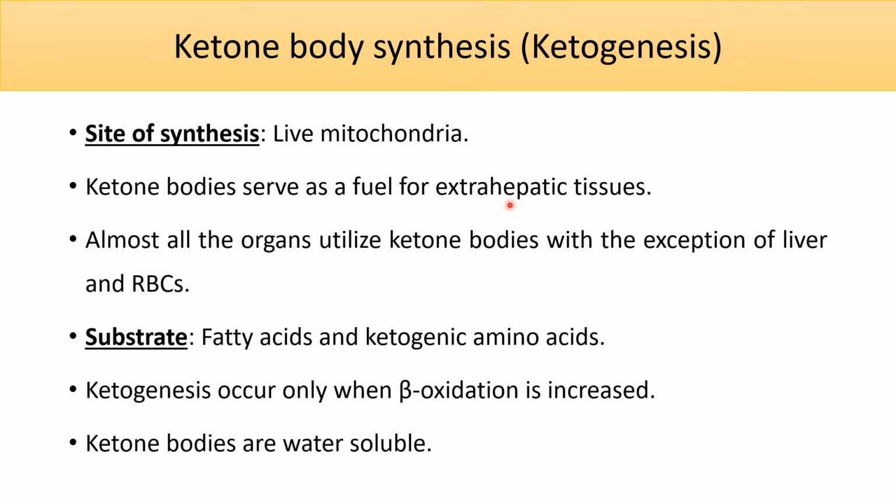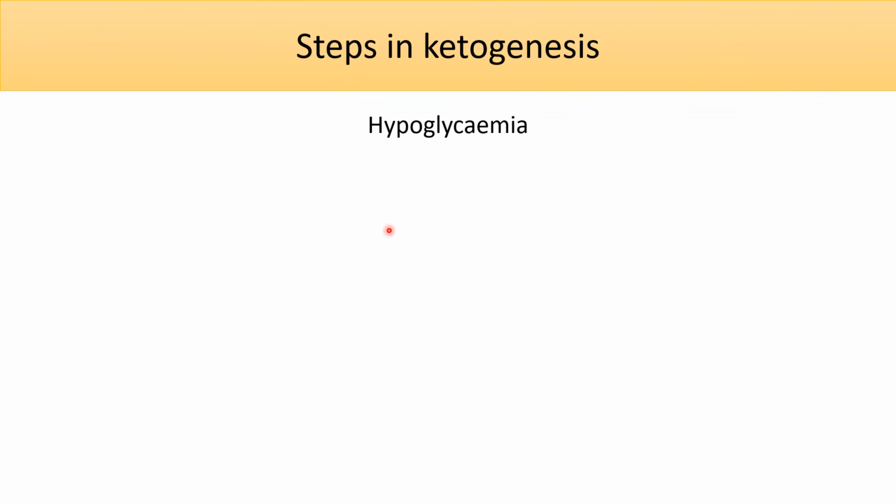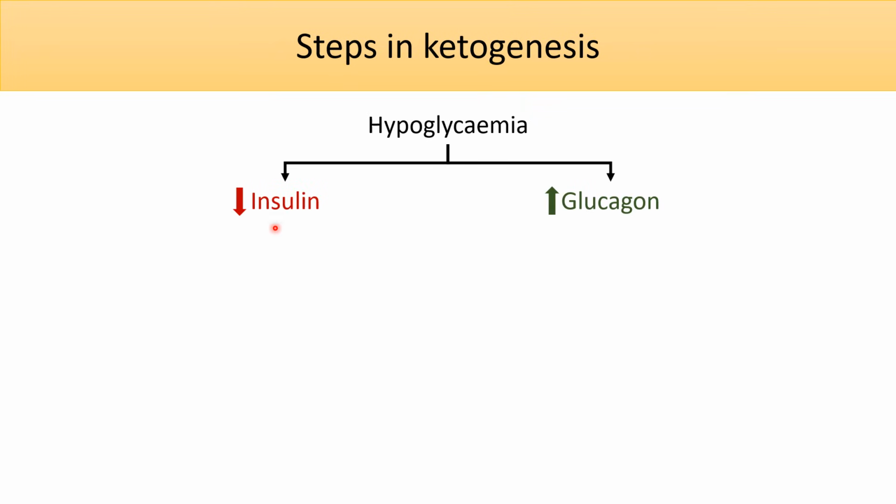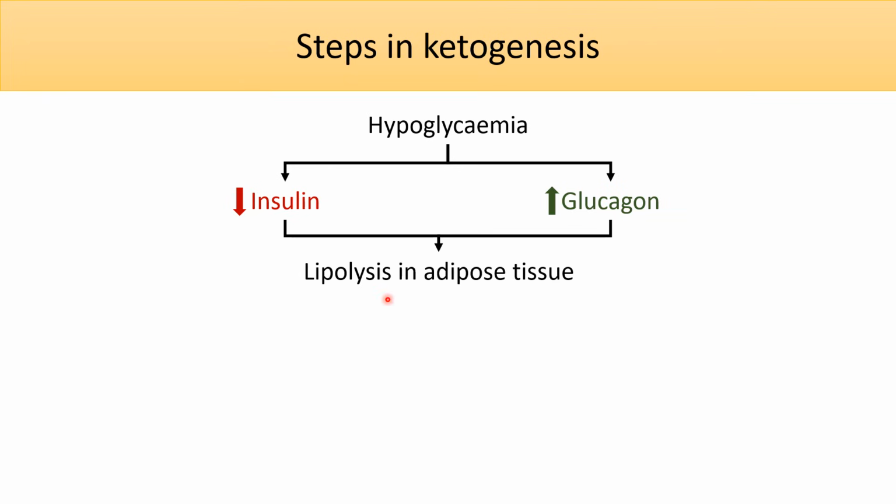The brain will utilize ketone bodies as an alternate fuel source of energy during starvation when glucose concentration is very low. So in case of hypoglycemia, the hyperglycemic hormone production will be increased and the hypoglycemic hormone production will be reduced. That is, insulin production will be reduced and glucagon, the hyperglycemic hormone, production will be increased. Both of these will result in increased lipolysis.